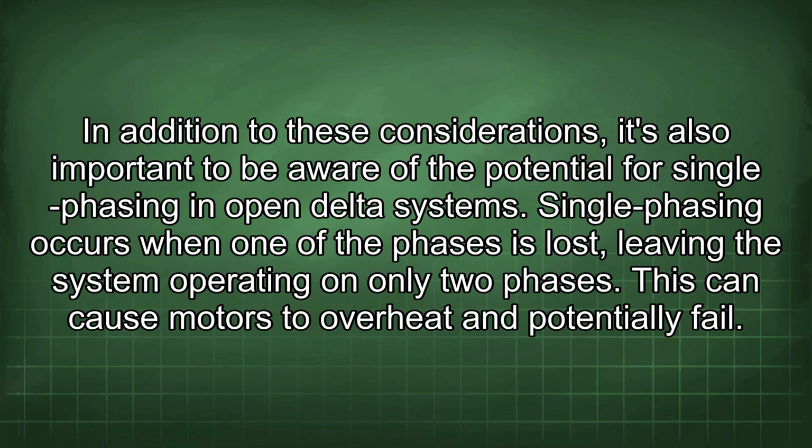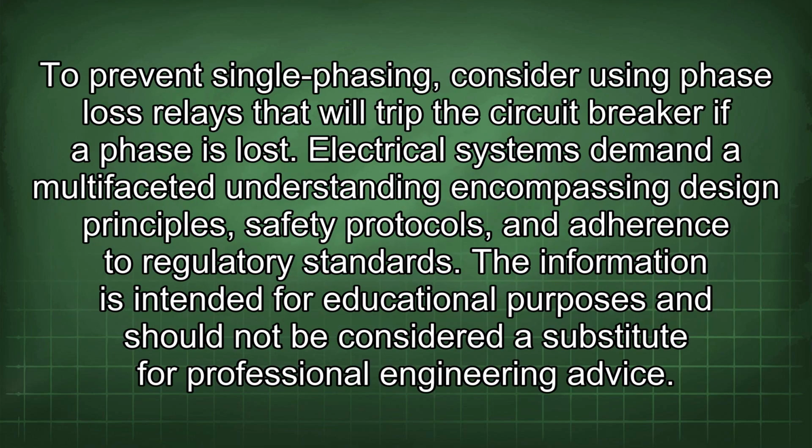In addition to these considerations, it's also important to be aware of the potential for single phasing in open delta systems. Single phasing occurs when one of the phases is lost, leaving the system operating on only two phases. This can cause motors to overheat and potentially fail. To prevent single phasing, consider using phase loss relays that will trip the circuit breaker if a phase is lost.